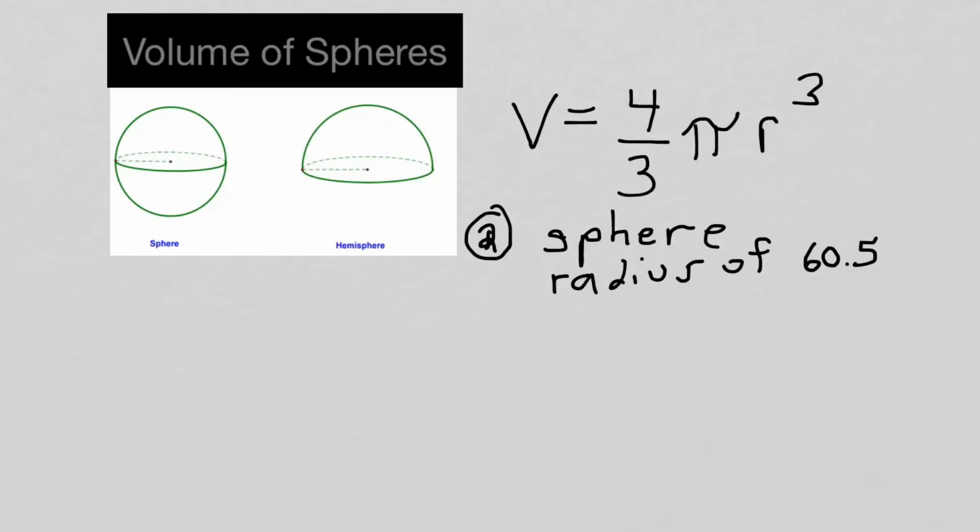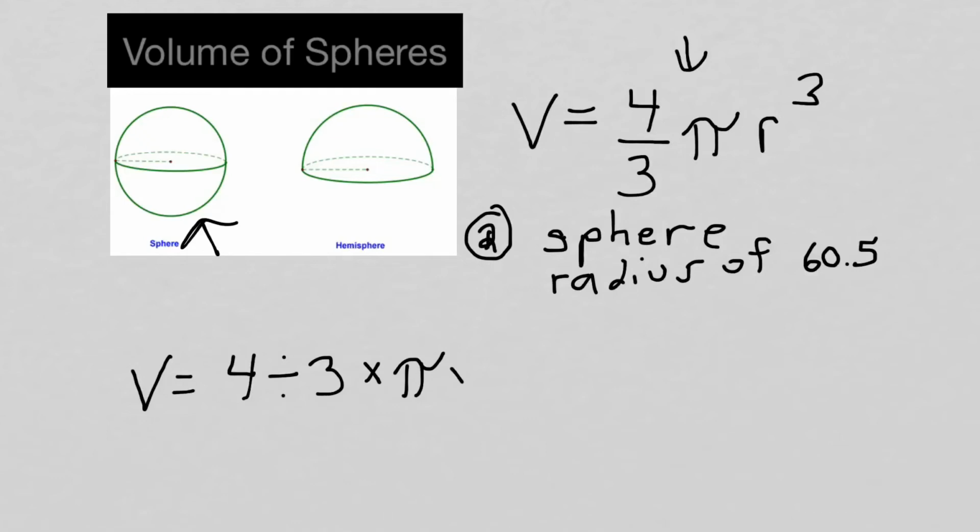All right, here's number 2. It wants to know the volume of a sphere, whole sphere, not a hemisphere, a sphere of radius 60.5. All right, so let's write this out. The volume equals, looking up here at the formula, 4 divided by 3. That's 4/3 times, hit the pi button, times the radius. We don't have to do anything. This is the radius this time. This isn't the diameter. We don't have to change it.